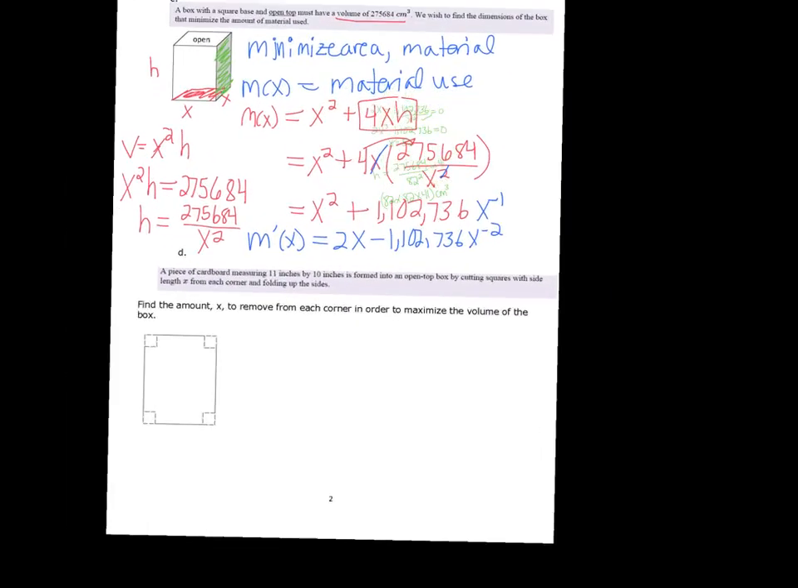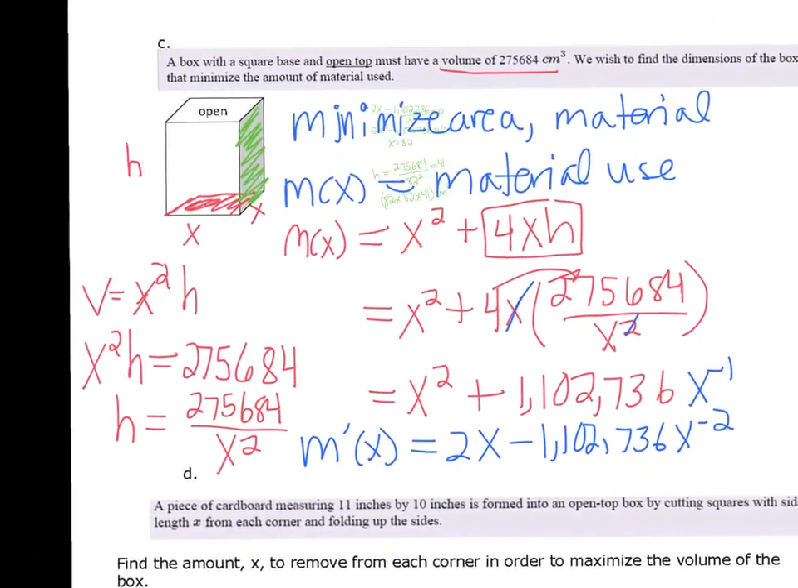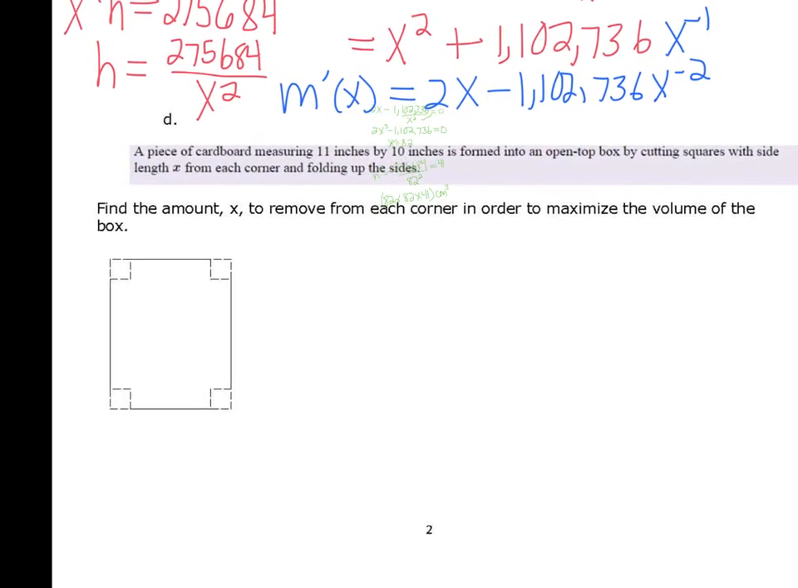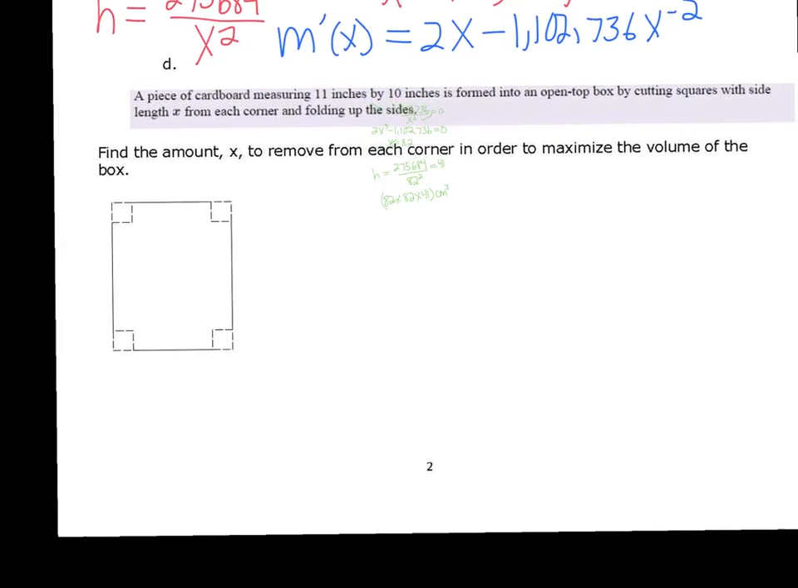All right, let's see if we can go to the next problem. A piece of cardboard measuring 11 inches by 10 inches is formed into an open top box by cutting squares with side length X from each corner and folding up the sides. So I have a little diagram here of what's going on.